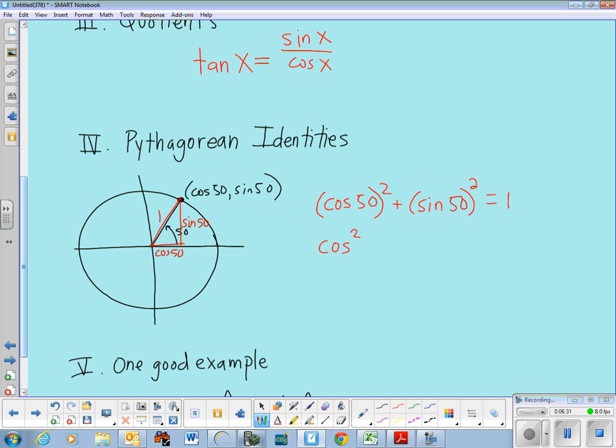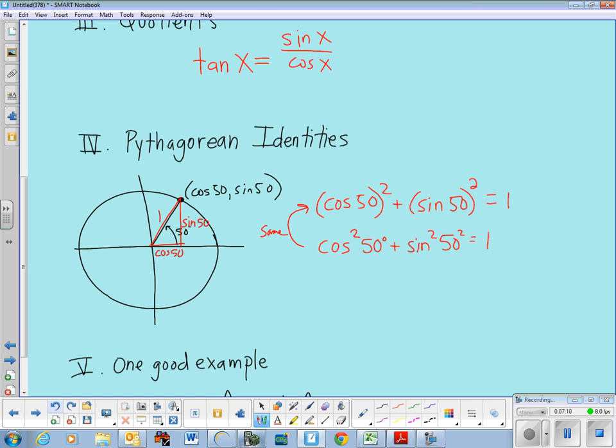writing cosine squared 50. So we put the square after the cosine or the sine so we do not confuse it with the cosine of 50 squared. These two things are the same. The cosine of 50 quantity squared is cosine squared 50. If we wanted to write the cosine of a number squared, there's going to be no parentheses in there, or we would need to write it like this. And that's a little different. But just realize that cosine squared 50 means this.